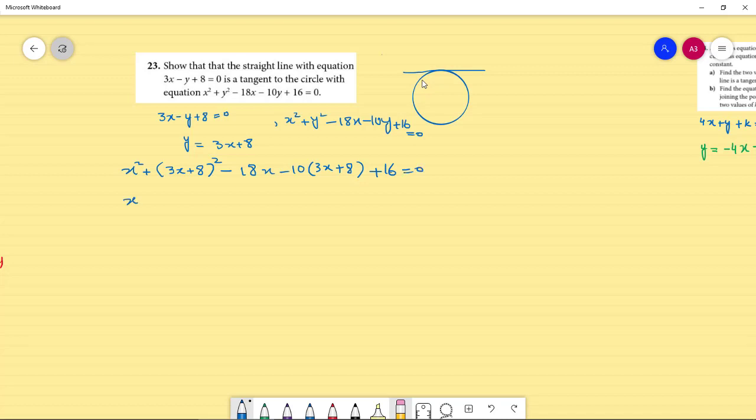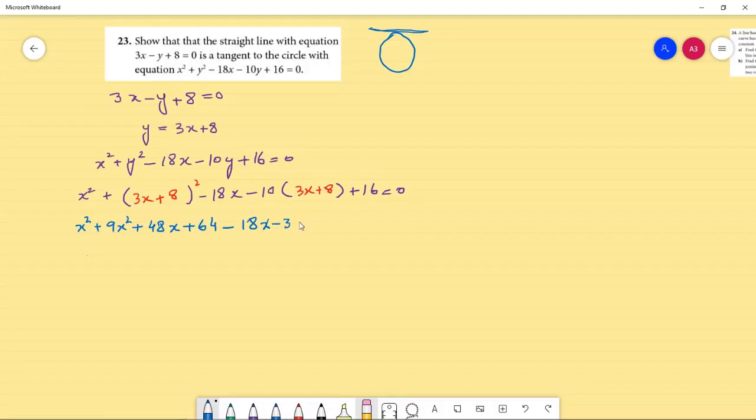Now expand this: x squared plus 9x squared plus 2 into 3 into 8, 48x, plus 64, minus 18x, minus 10 multiplied by 3 becomes minus 30x, and minus 10 multiplied by plus 8 becomes minus 80, and plus 16. Now simplify it. x squared plus 9x squared is 10x squared, plus 48x minus 18x minus 30x, which becomes 0, plus 64 minus 80 plus 16, which is also 0.